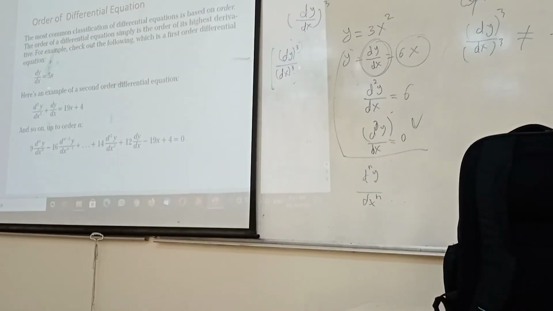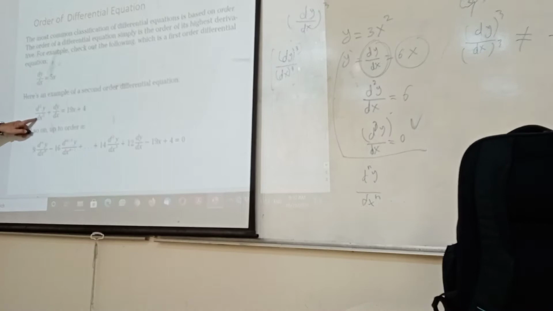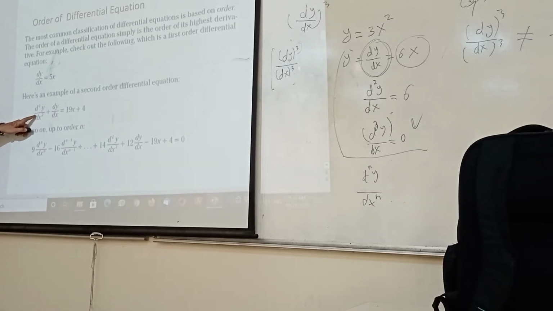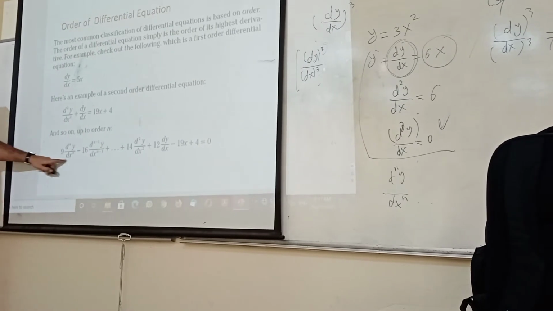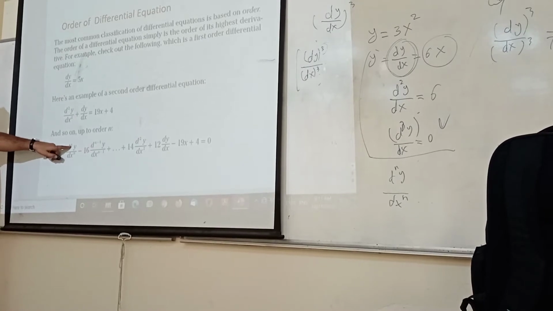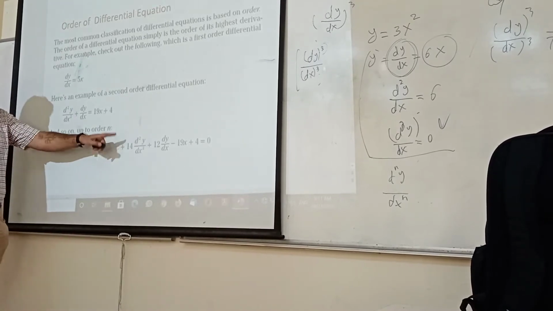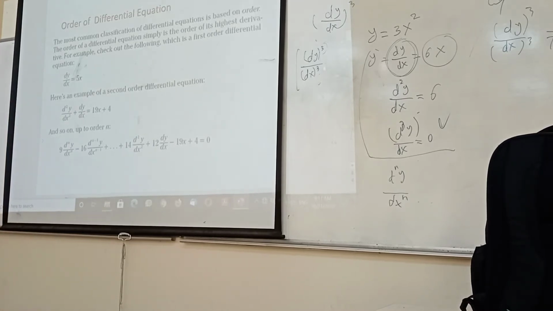Check the following. This one is the first order, we have dy over dx. This one, which one is the highest derivative? It is d squared, the second derivative, so this is second order. In this case, nth order. This is the highest derivative, because n minus 1, n minus 2 continue. So this is the highest one. So we will go to the highest derivative and we consider that one as the order of the differential equation.